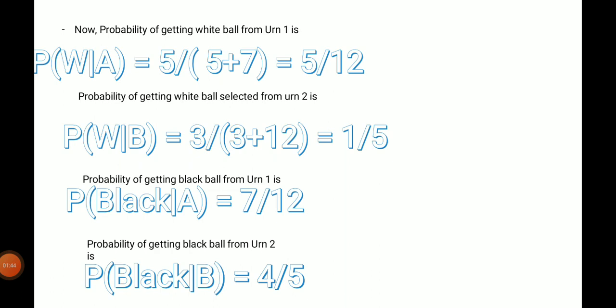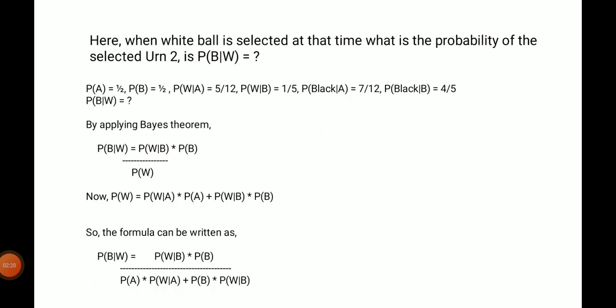The probability of getting a white ball from Urn 2 is P(W|B). There are 3 + 12 = 15 balls in total, and out of them 3 are white, so it is 3/15 = 1/5. The probability of getting a black ball from Urn 1 is P(Black|A) = 7/12, and from Urn 2 it is P(Black|B) = 4/5.